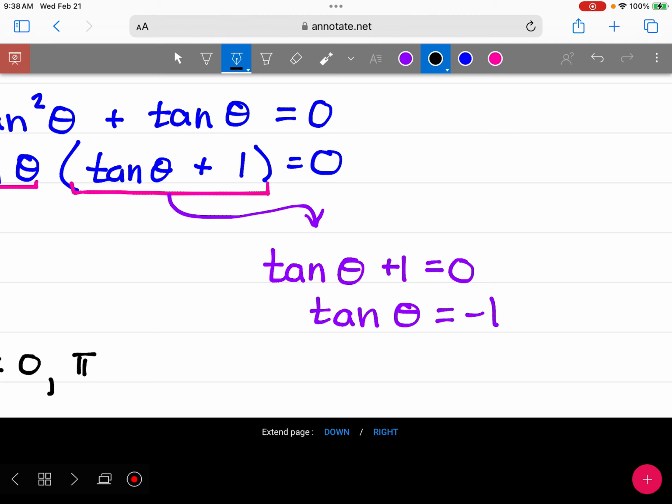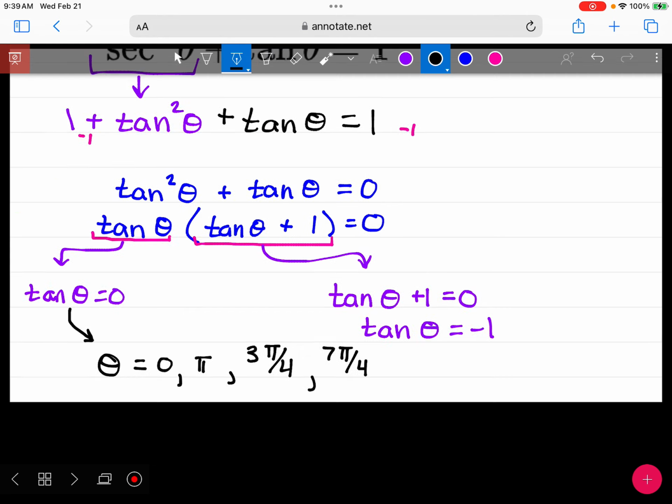Say it louder. No, 5 pi over 4 is not going to give us that, because with 5 pi over 4, they're both negative. Negative over a negative is going to give us a positive. So 3 pi over 4 will. So 3 pi over 4. Where else is going to give us a negative one? 7 pi over 4.